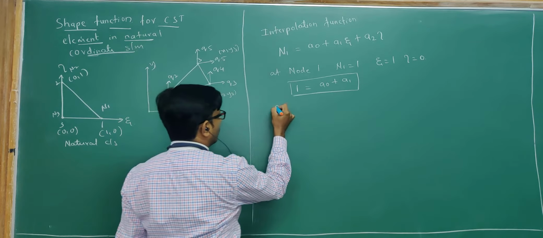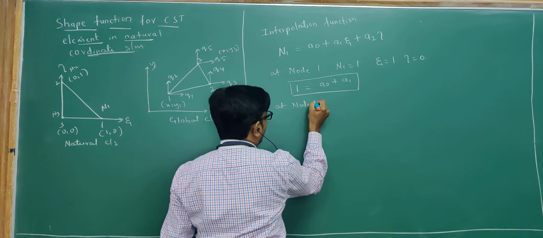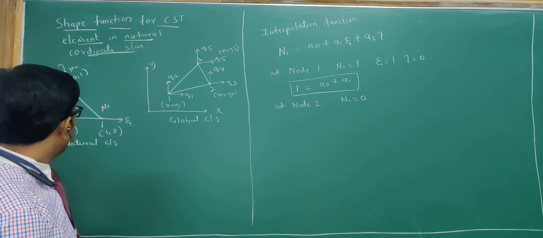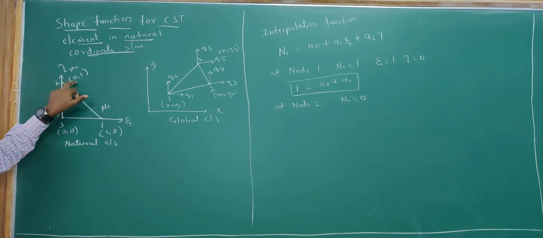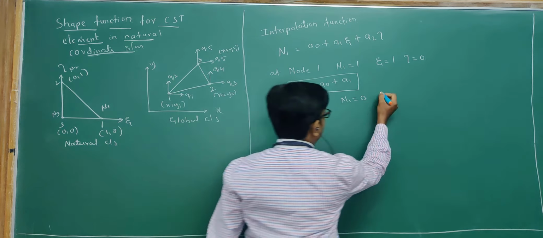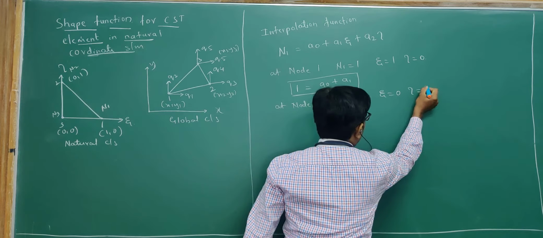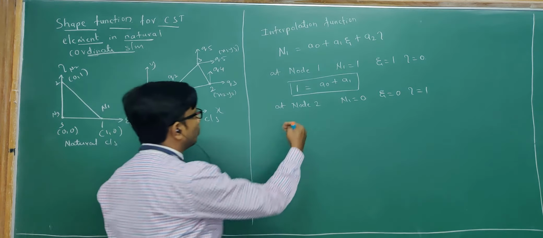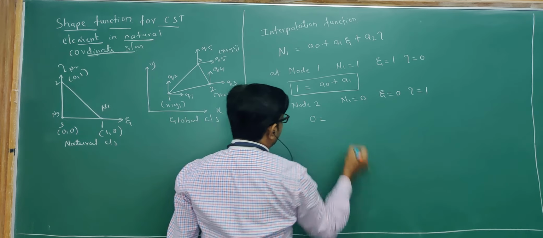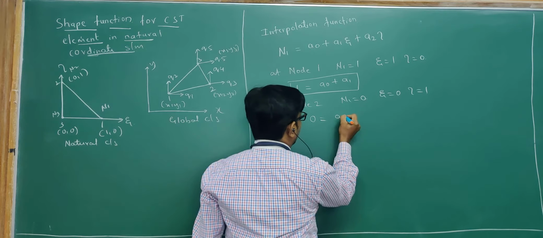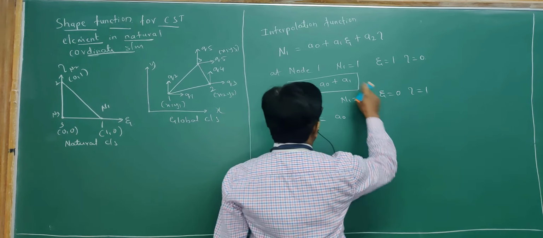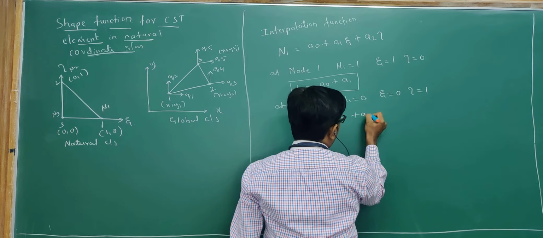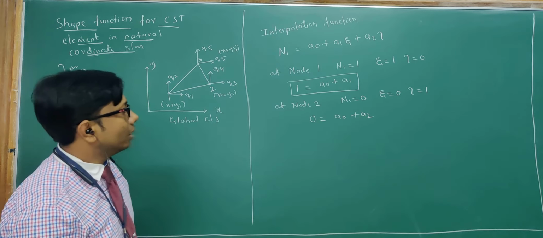Next we will go for the second node. At node 2, N1 will be equal to 0. What are the coordinates here? Zeta is equal to 0 and theta is equal to 1. If I substitute in this equation, N1 is 0 at node 2. a0 is a constant and we keep it as it is. a1 into 0 is 0, a2 into theta is theta. So we will be getting the value as a0 plus a2.